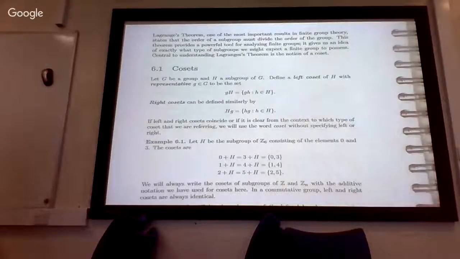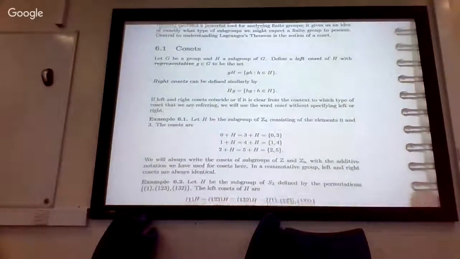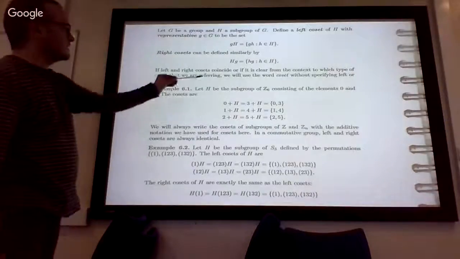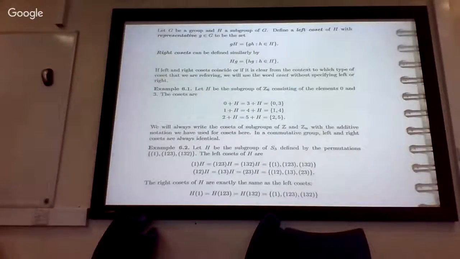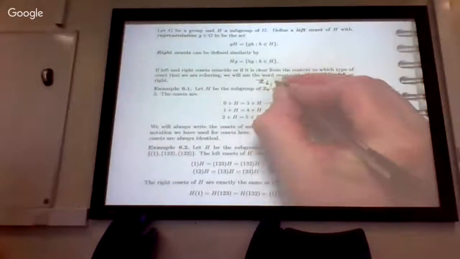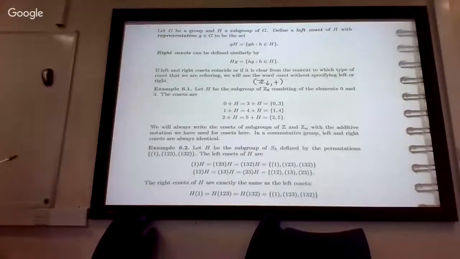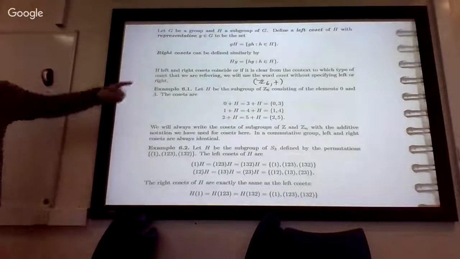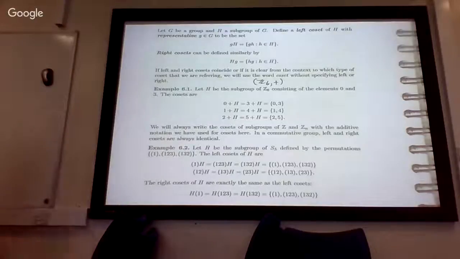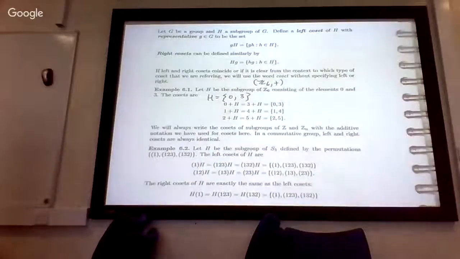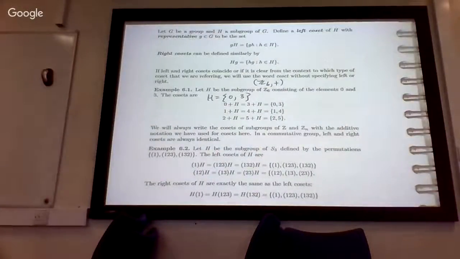Okay, let's immediately look at a concrete example. Let's look at the group Z6, the group of integers modulo 6 under addition. It has elements 0 to 5, and we're using addition modulo 6. The subgroup we're going to look at consists of the elements 0 and 3. So H is equal to {0, 3}. Okay, that's a subgroup. 3 plus 3 is 0. 0 is the identity.